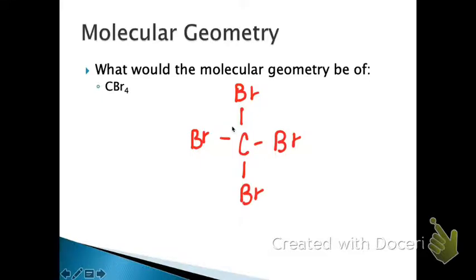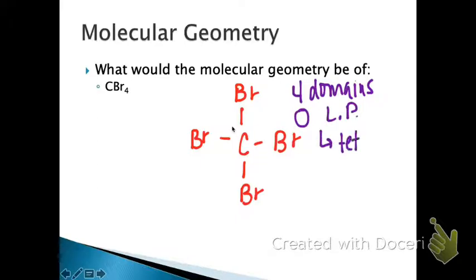If I would ask you for a real Lewis structure, you'd need the lone pairs on bromine. But if we're just trying to find the molecular geometry, you don't have to fill in the lone pairs. I think it's helpful. So how many total domains does carbon have? 4 domains. How many lone pairs? 0 lone pairs, which means what's the shape? Tetrahedral. Yep, tetrahedral.